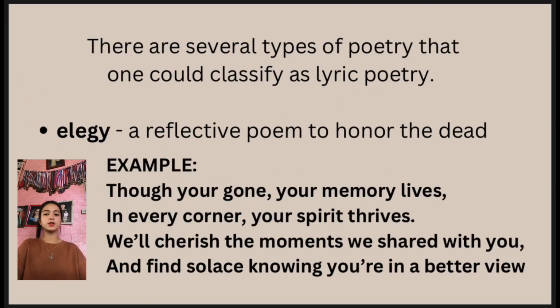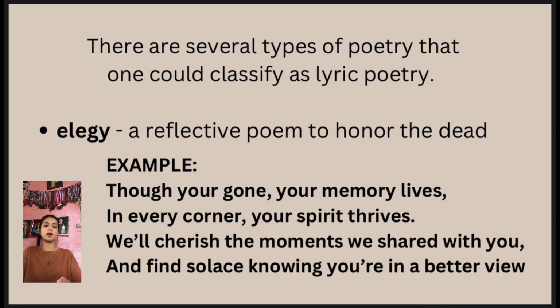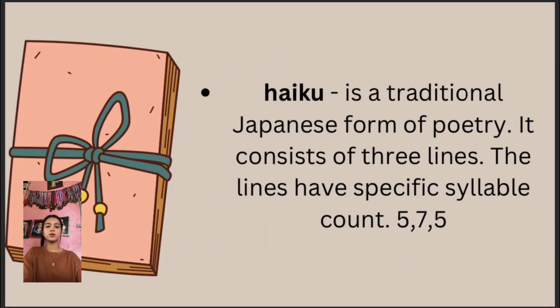There are several types of poetry that one could classify as lyric poetry. First, we have the elegy. Elegy is a reflective poem to honor the dead. I have here an example that expresses the sorrow or the lamentation, often to a dead person. And next, we have the haiku. Haiku is a traditional Japanese form of poetry. It consists of 3 lines. The lines have a specific syllable count, 5-7-5.